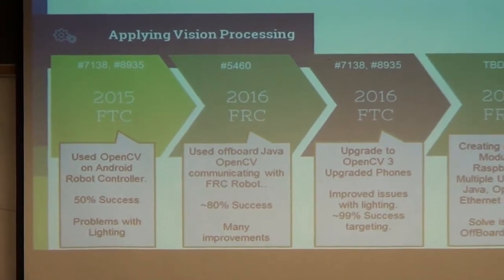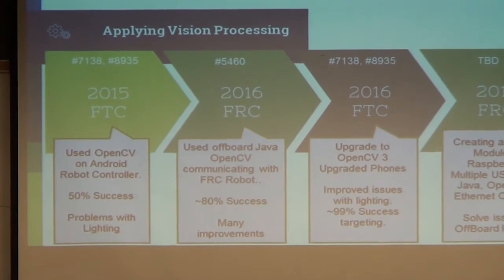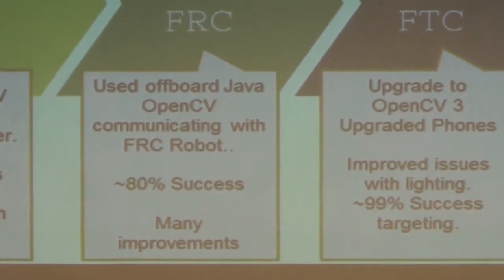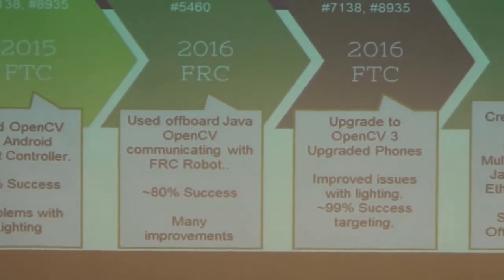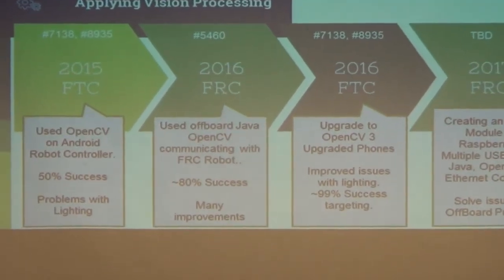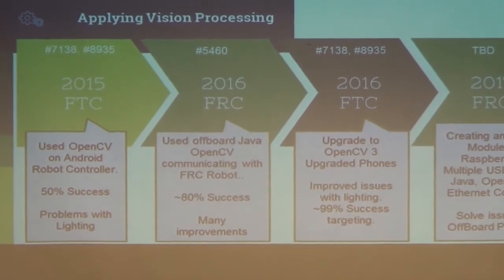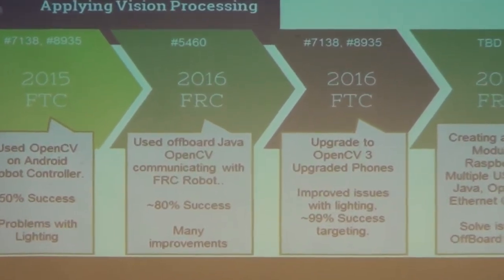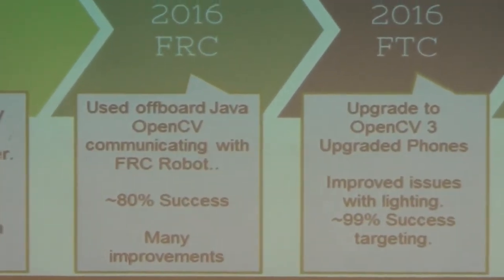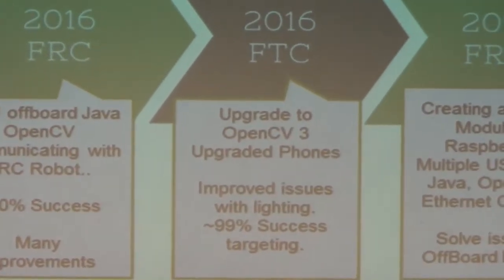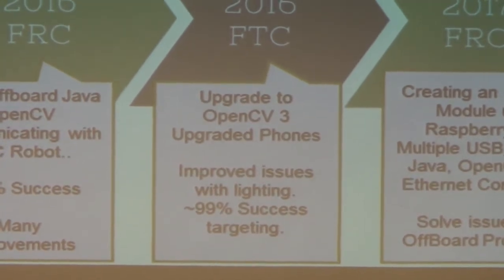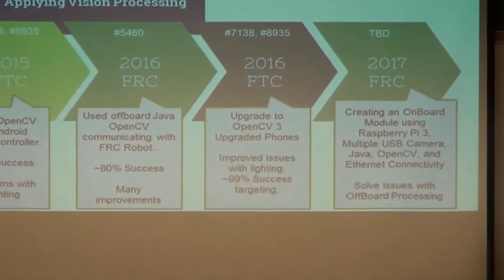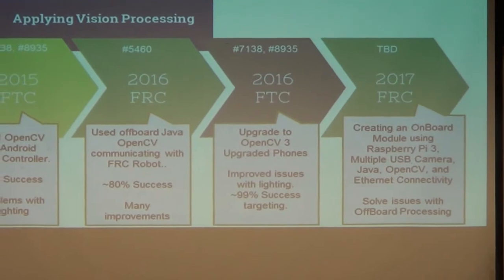And then last year for FRC, we used a USB camera, and then we filtered it through to OpenCV. We did off-board. So we did the OpenCV processing on the driver's station. All right. And then it worked for the most part. It was 80% successful, but we still have improvements that we can make. And then this year for FTC, we have a really successful Auton. We're still using the Android phones and OpenCV. We improved the lighting. Yeah, we figured out lighting, so that's good.